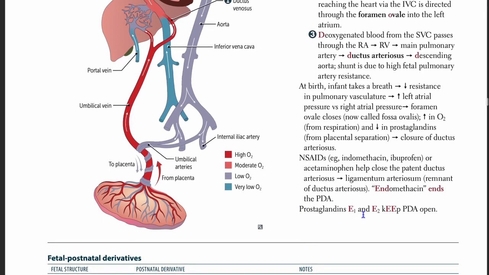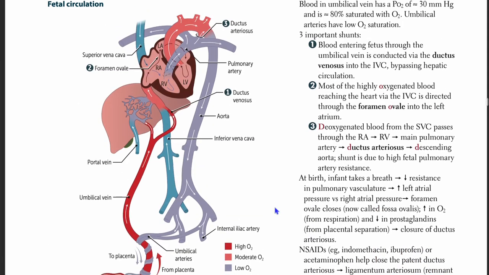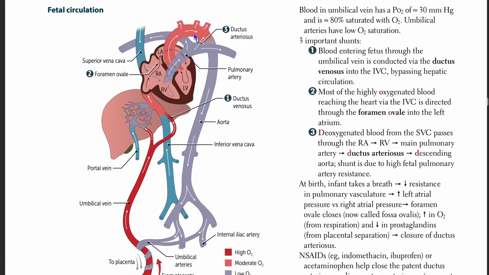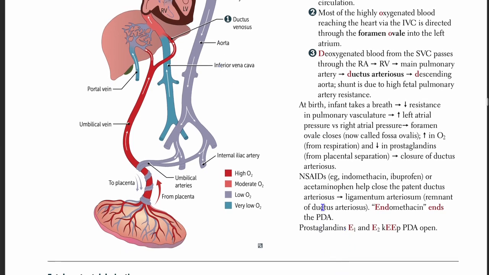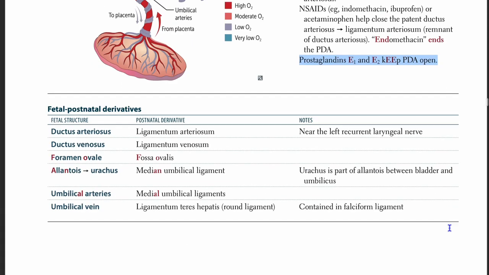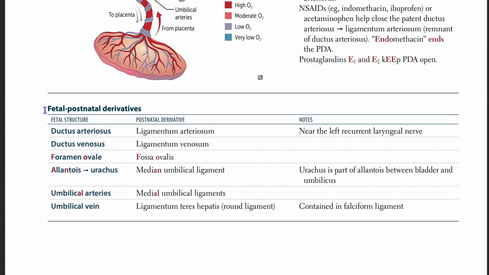So prostaglandin E1 and E2 keep the PDA open. We also try to keep this open in case of cyanosis. So whichever one or the other. I guess it's usually this one, not the fossa ovalis, but it's going to be this one that you try to keep open. They won't test you on the ovalis one, I guess. So we give prostaglandins to do that.